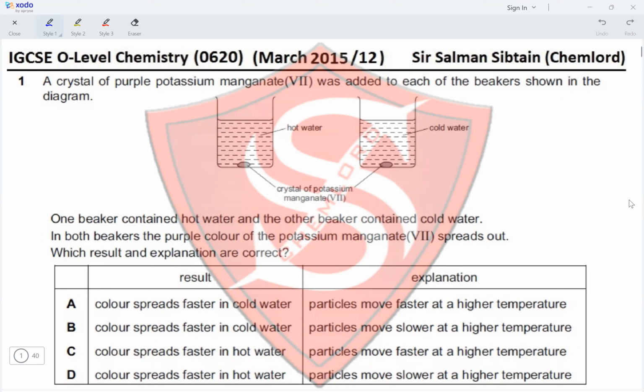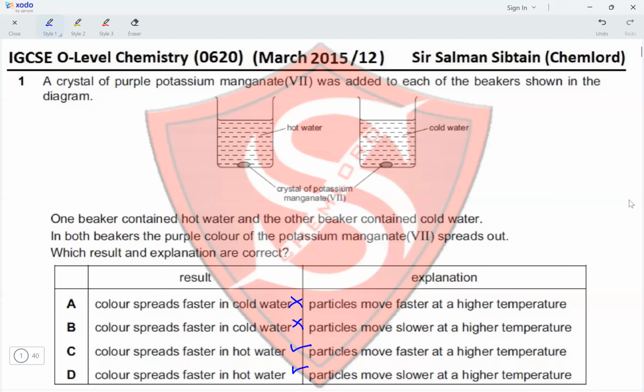In both beakers, the purple color of the potassium manganate(VII) spreads out, which results in... and explanation are correct. Color spreads faster in cold water? No, color should spread faster in hot water. So this eliminates options A and B.